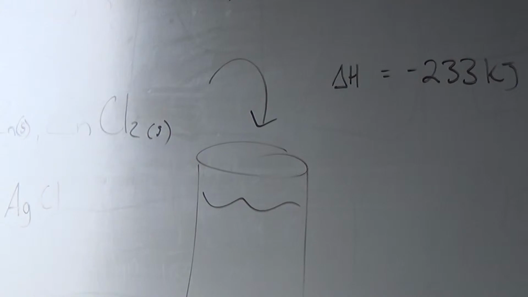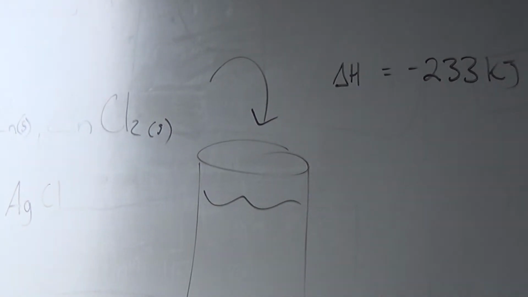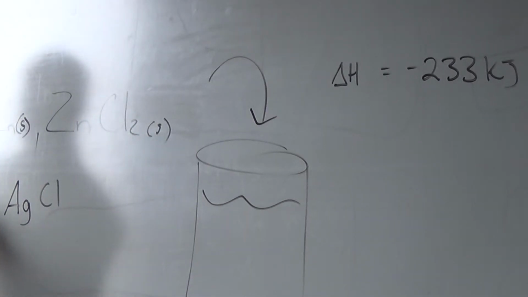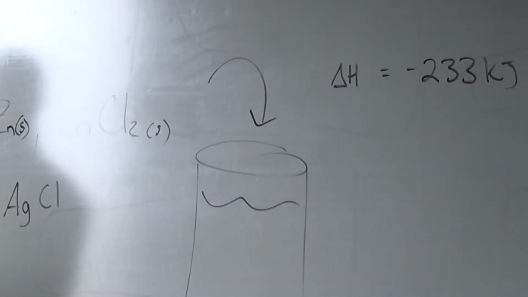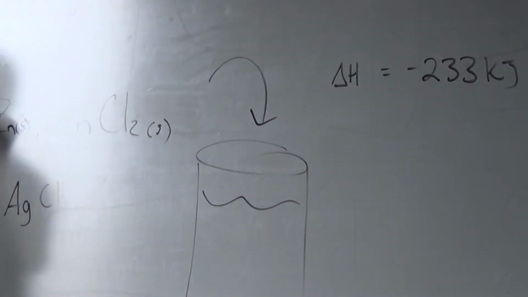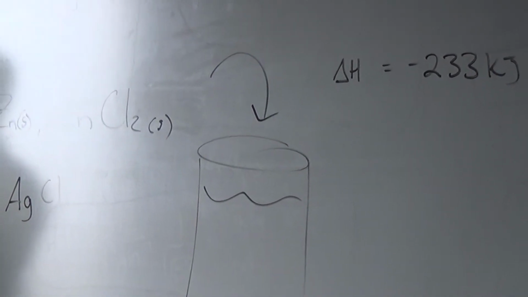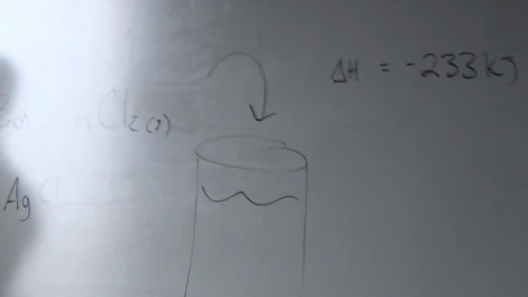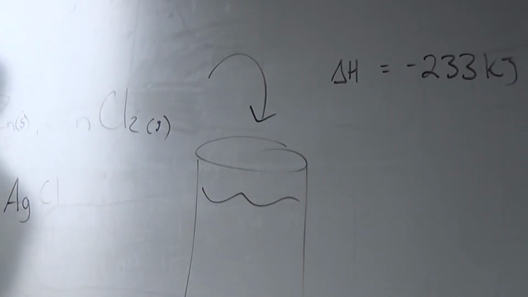Then you try it a different way. Then you take the AgCl solution and you connect it via an electrode to a zinc ion or a zinc electrode.